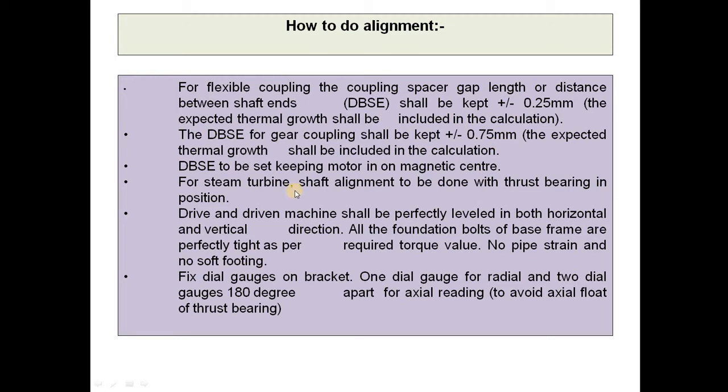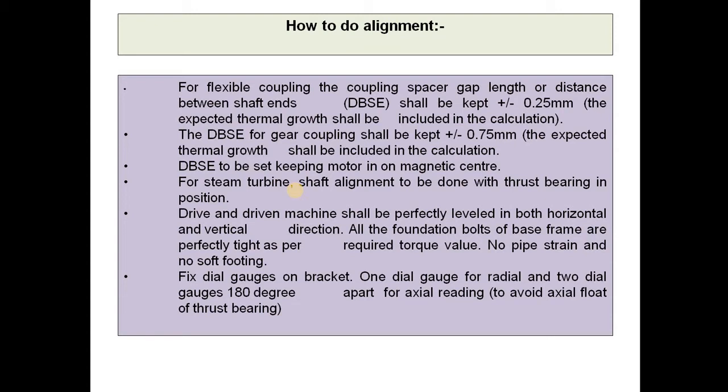DBAC is to be set keeping the rotor of the motor in the magnetic center. If you pull the motor shaft and couple it when it is not in the magnetic center, then when you start, the motor shaft will try to come to the magnetic center, and it will give axial load. So you have to mark the magnetic center and set the DBAC.